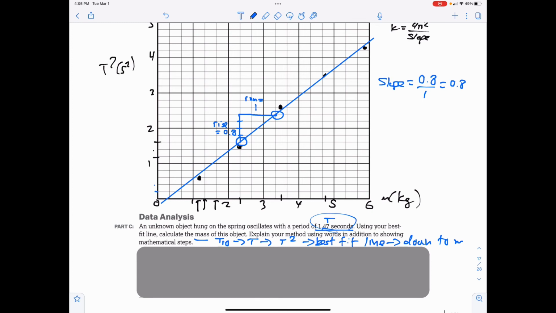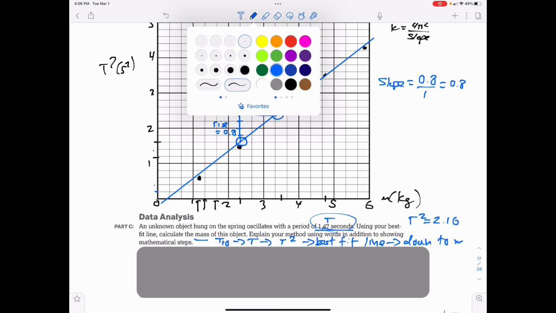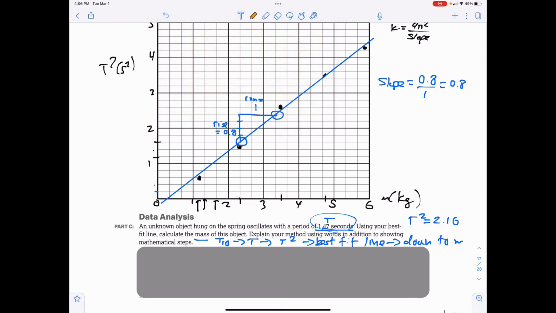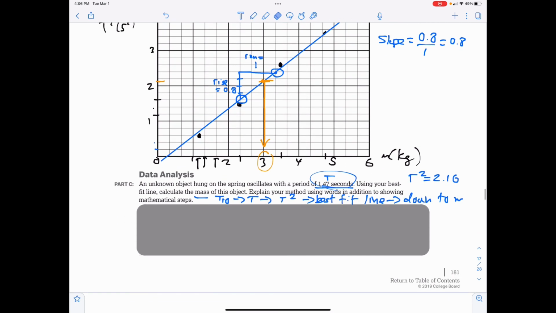Okay, so let's take our calculators out. Go ahead and square 1.47. Now we get about 2.16. T squared is about 2.16. So I'm going to go over to 2.16. That's about 2 and a half, 2.2 is here, so 2.16 is about right there. You're going to go over to the graph. You can see it intersects right there, and then go straight down. That's approximately a 3 kilogram mass.